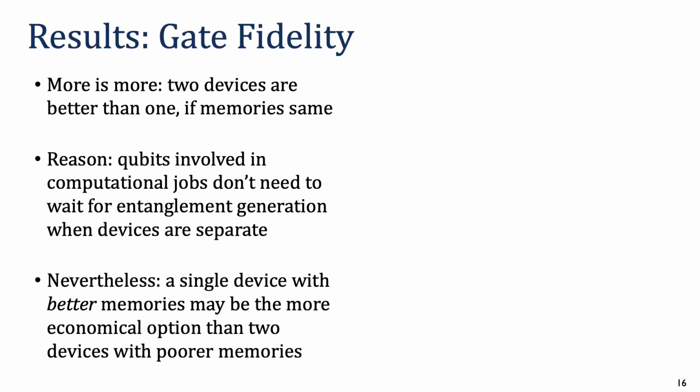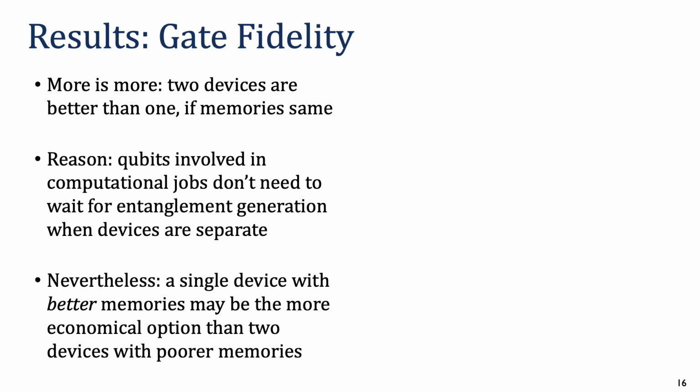Here's what we found when it comes to the average gate fidelity. It turns out, unsurprisingly, that 2 devices are always better than 1 for gate fidelity, as long as the memory lifetimes are the same. The reason for this is that qubits involved in computational jobs don't need to wait for entanglement generation when we have device separation. On the other hand, it's possible that opting for a high-quality single-device architecture is both the more economical and practical option than opting for a double-design architecture with comparably worse memories.